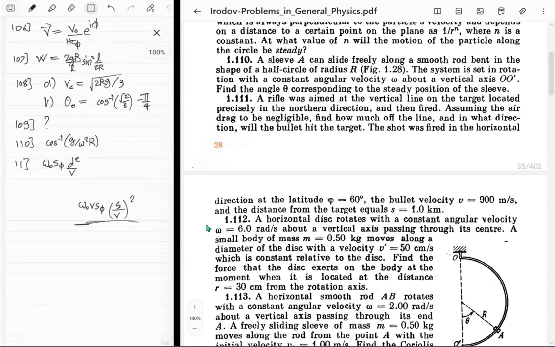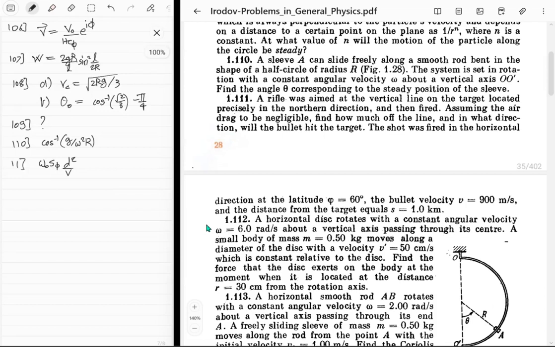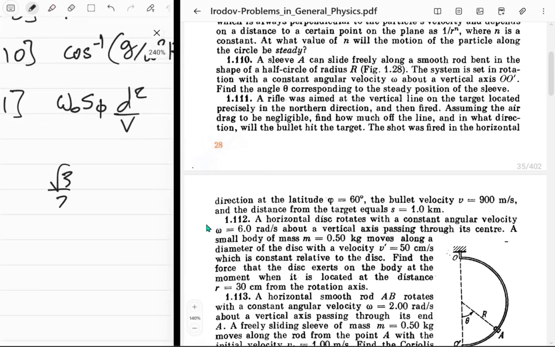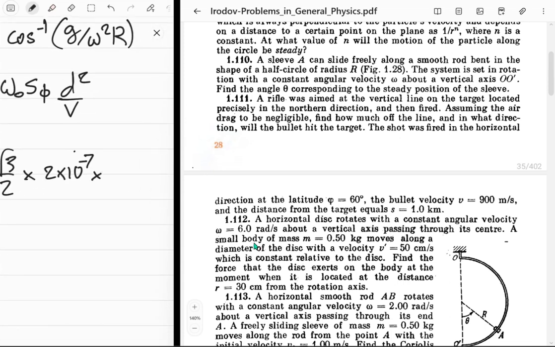Now let's calculate this thing. So sine of 60 degrees is just square root 3 upon 2. Omega naught, actually I do know, it's just 2 into 10 power negative 7, I think. Approximately, of course. And then you got this times d squared. So the distance is just 1 kilometer. In part 3, that was 10 power 6. And that upon the velocity.